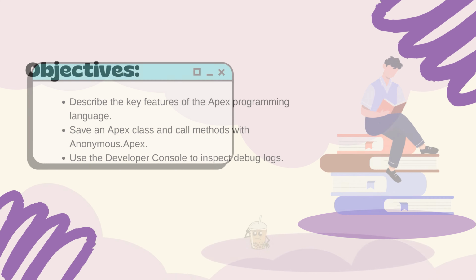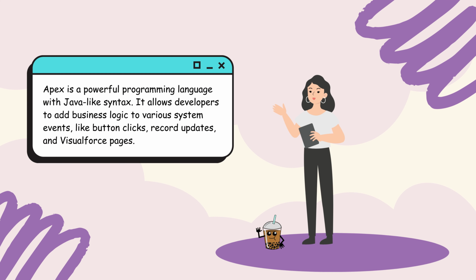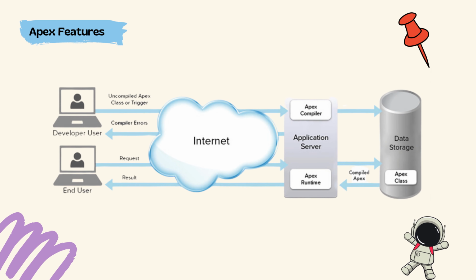Exciting, right? So, what exactly is Apex? Apex is a powerful programming language with Java-like syntax, acting as database stored procedures. It allows developers to add business logic to various system events, like button clicks, record updates, and Visualforce pages. Let's explore some key characteristics.